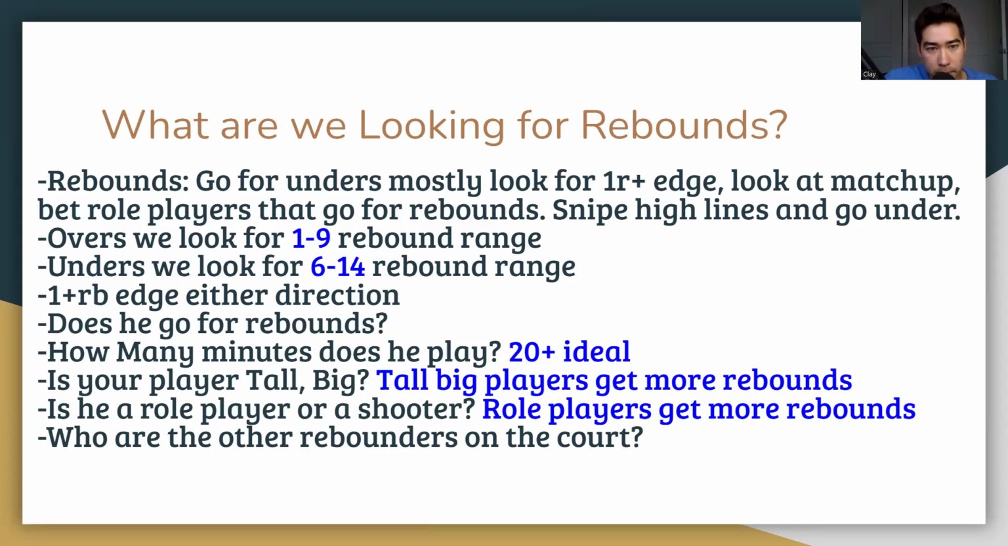When we're going over, we're trying to snipe low rebound lines for players that actually go for rebounds. So maybe bench centers or bench power forwards, or a small forward or power forward in the starting lineup. We're gonna snipe the low lines. We want a 1+ rebound edge, going upwards. So their line's 4.5, the projected 6, we're going over for sure.